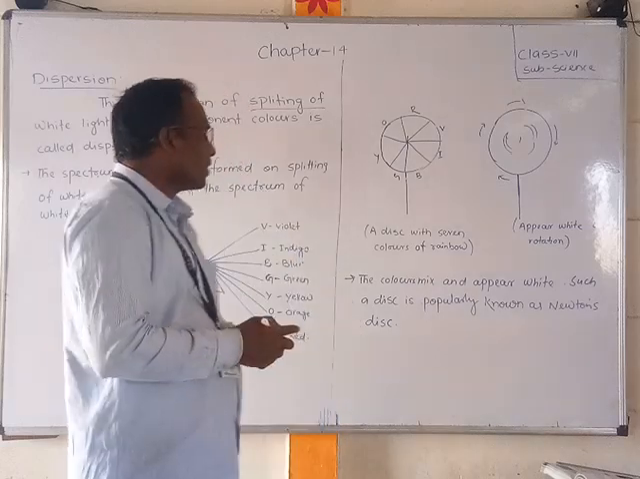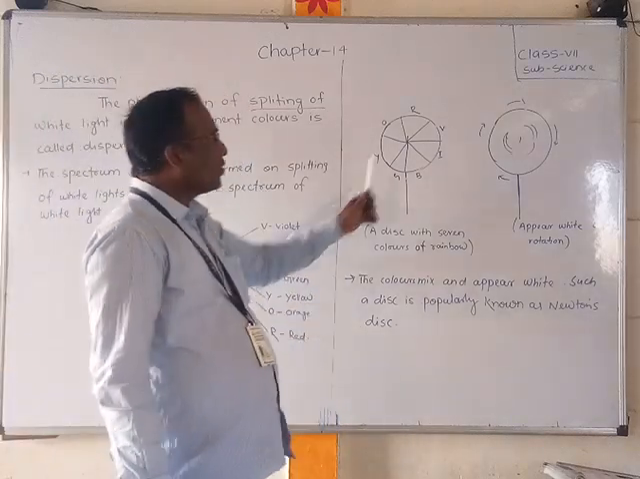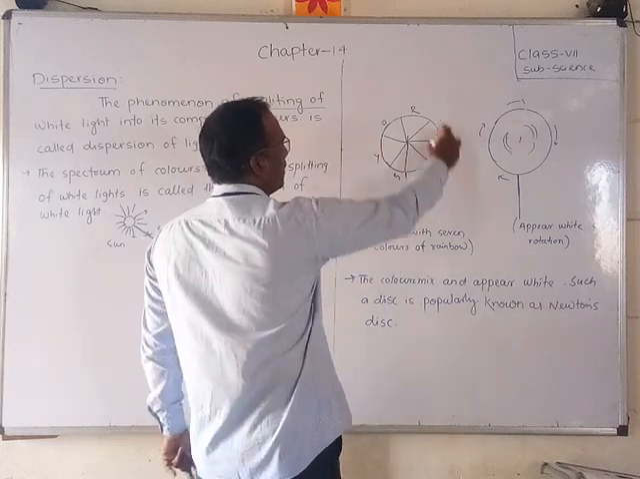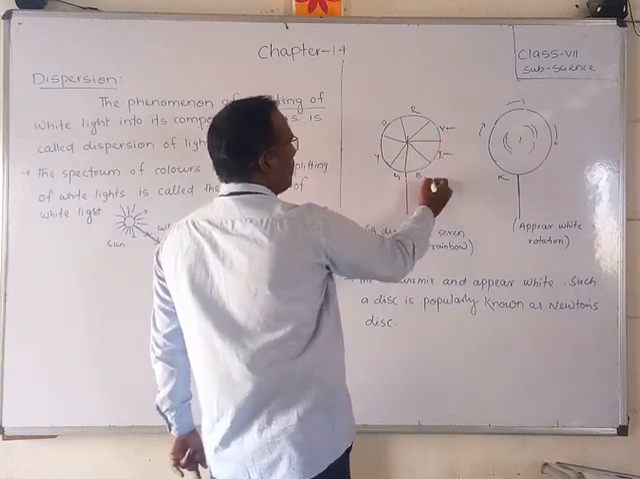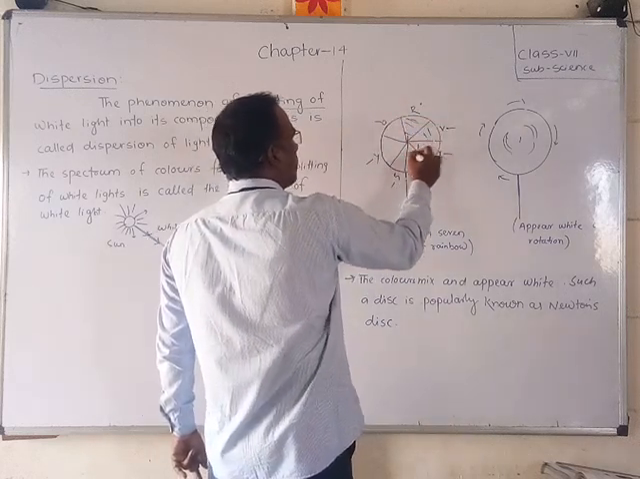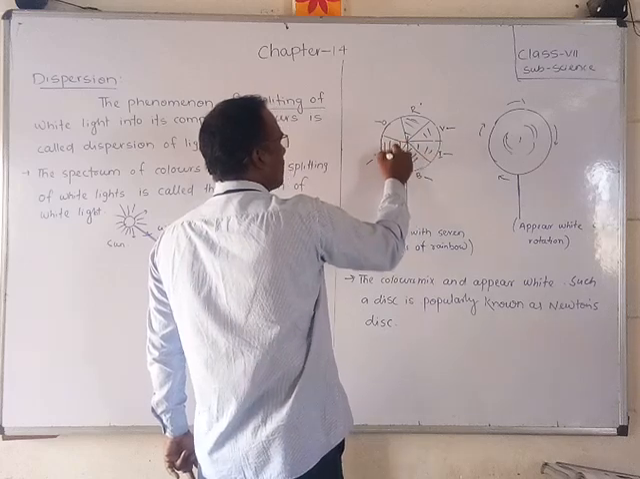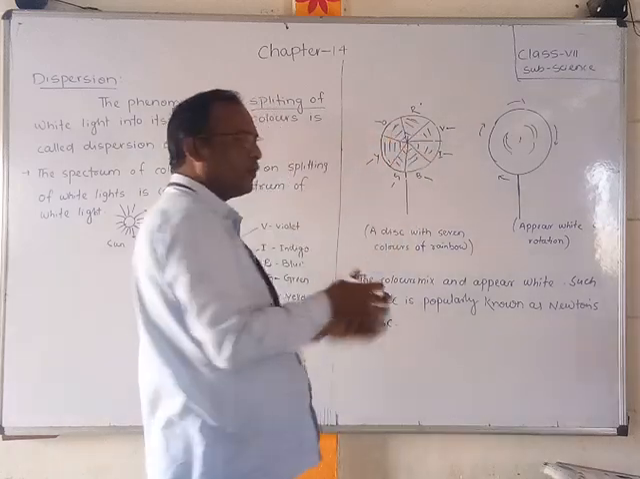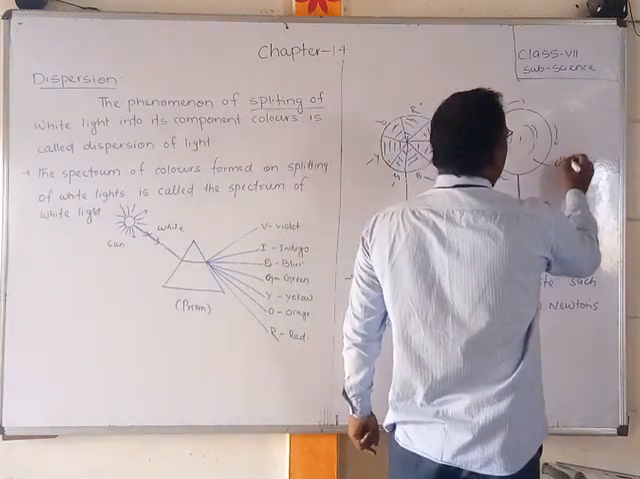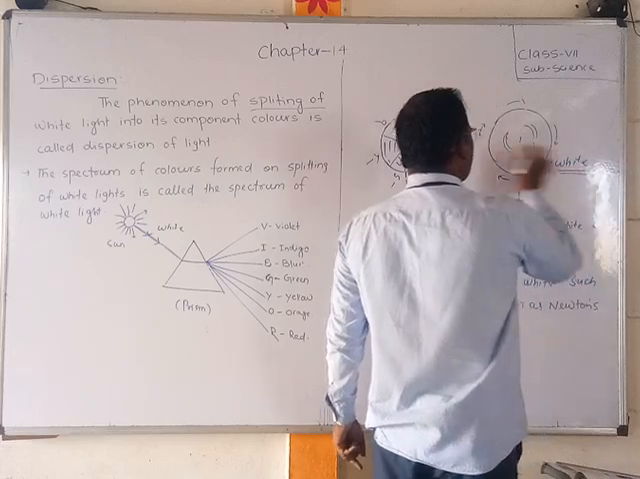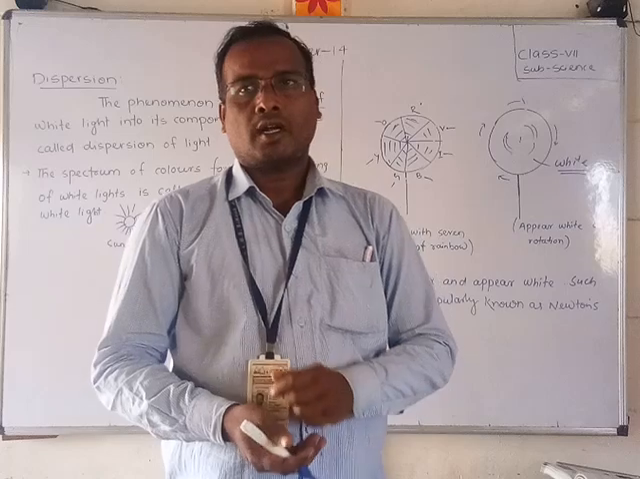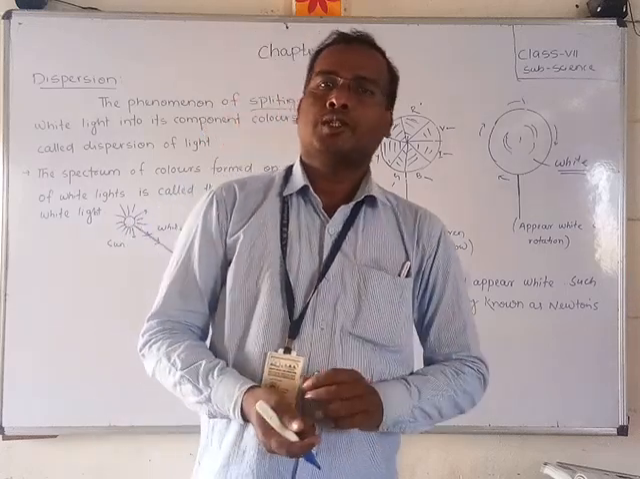Next we are going to discuss what the Newton disk is. You have seen the pictures. Suppose I have drawn it, but the colors are not there. So we have understood that violet, indigo, blue, green, yellow, orange and red are the colors you have to paint. If you paint the 7 different colors and then spin it, it will appear as a white color. This is called a Newton disk. It is popular because Sir Isaac Newton discovered it, so it is called Newton's disk.